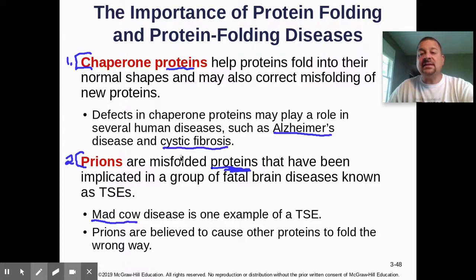Okay, so this kind of finishes up our section on proteins. There will be one final video for this chapter in which we will talk about nucleic acids.